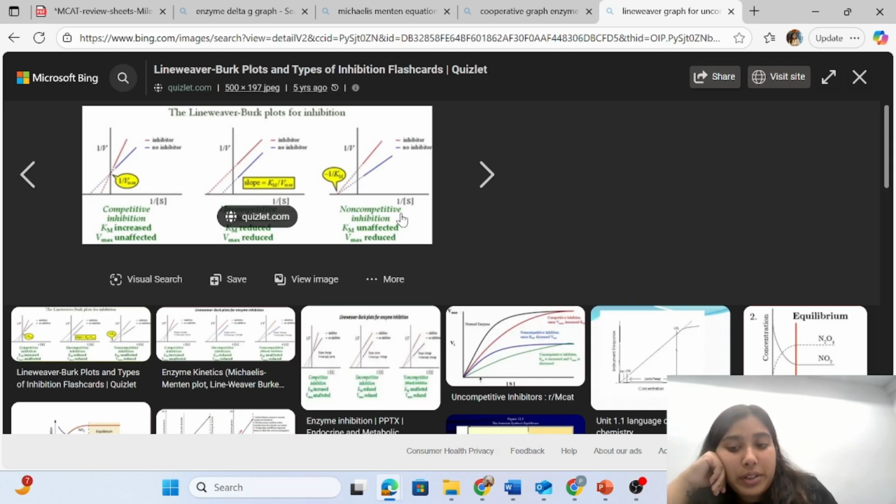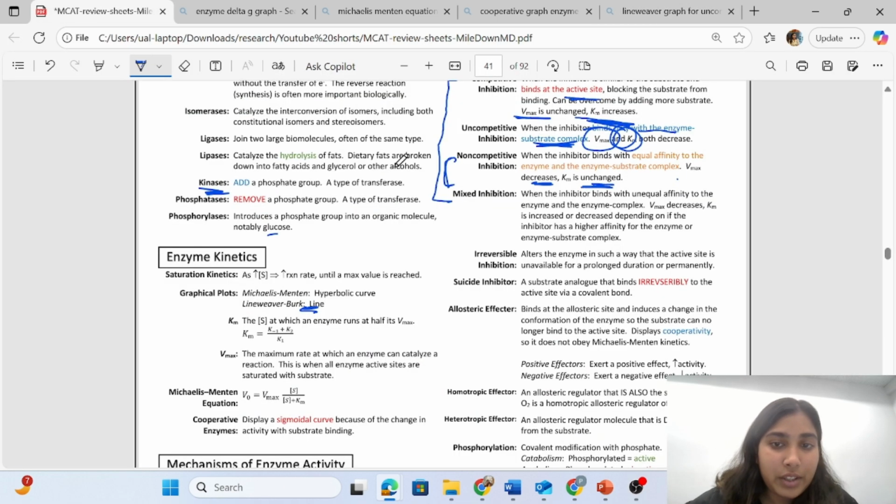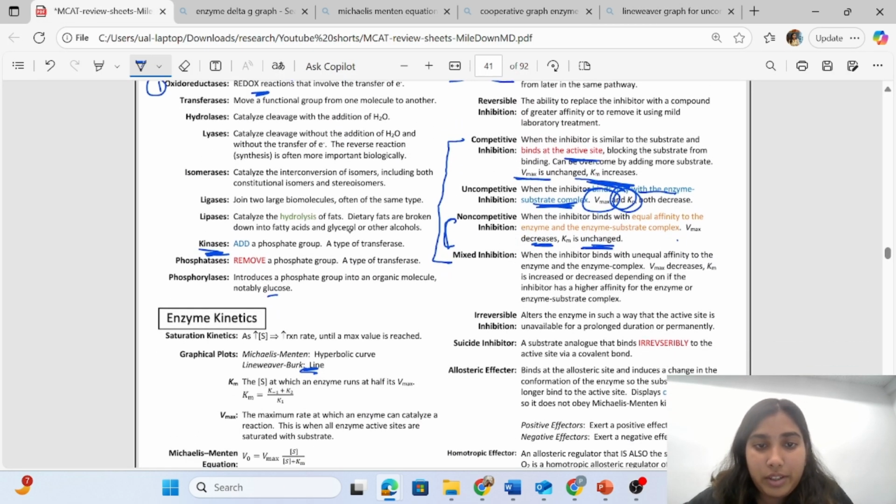A good way to remember this is that if you draw a line over here, it is kind of an N shape, so it's non-competitive. If you do it like this, it's kind of a U, so it's uncompetitive. And competitive is like you're fighting with somebody, so it's like a cross. That means fighting. Okay, so I'll just write over here: competitive is cross, uncompetitive is U, and non-competitive is an N.